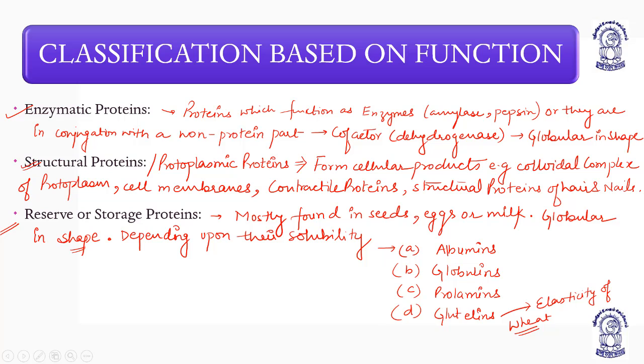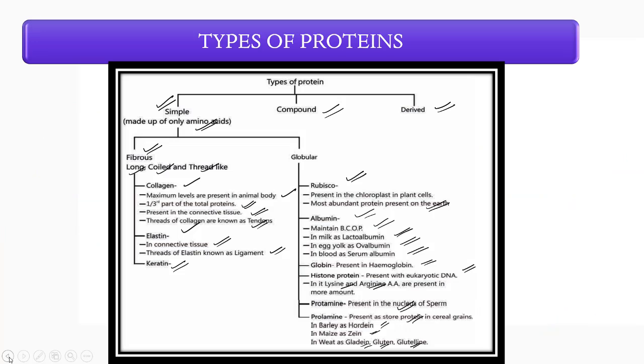Now, albumin maintains the blood colloidal osmotic pressure, which helps in the process of making of urine. In milk, it is present in the form of lactoalbumin. In egg, it is present in the form of ovalbumin, and in blood, serum albumin.